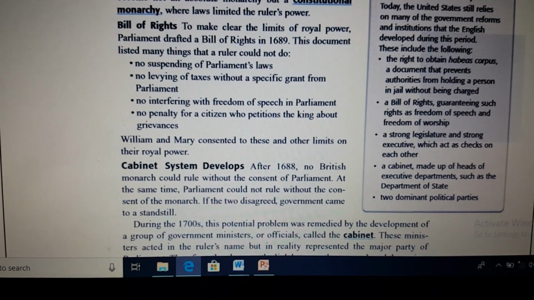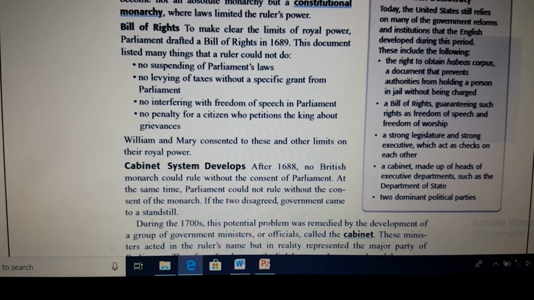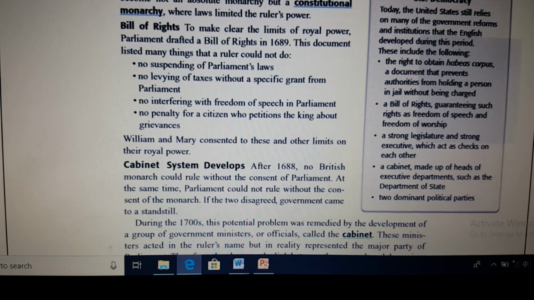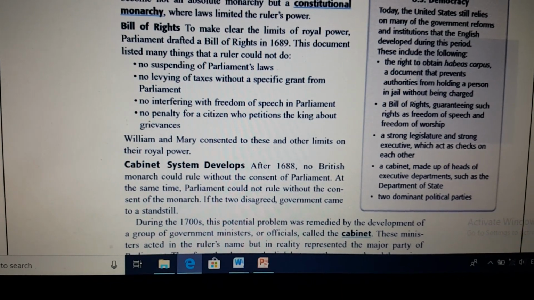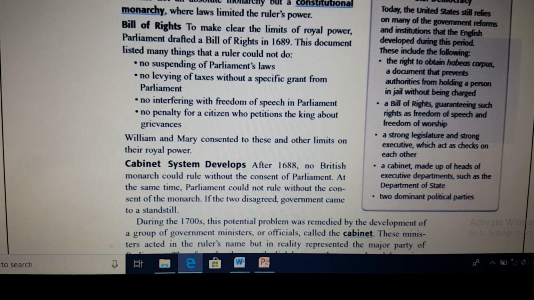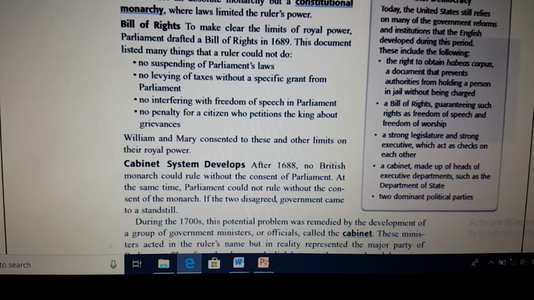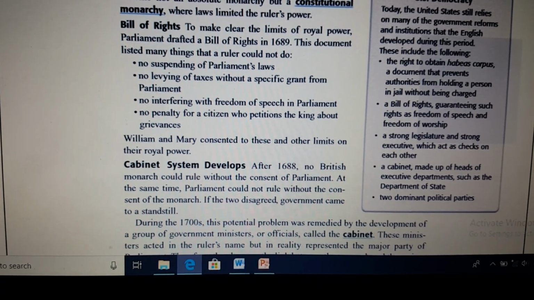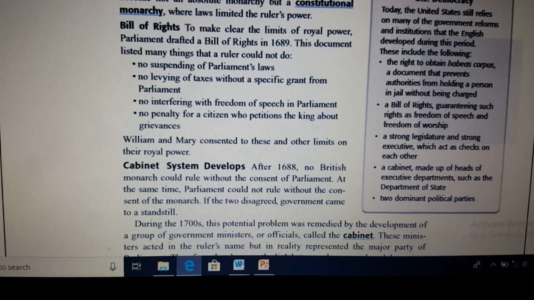Cabinet system develops. After 1688, no British monarch could rule without the consent of Parliament. At the same time, Parliament could not rule without the consent of the monarch. If the two disagreed, government came to a standstill.